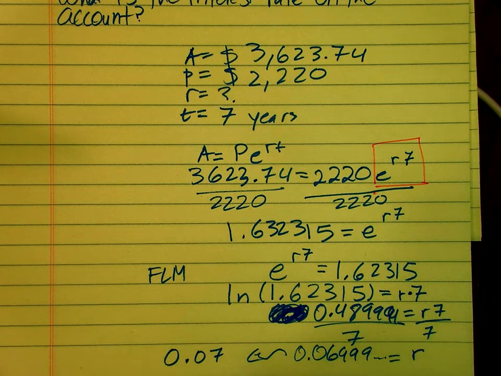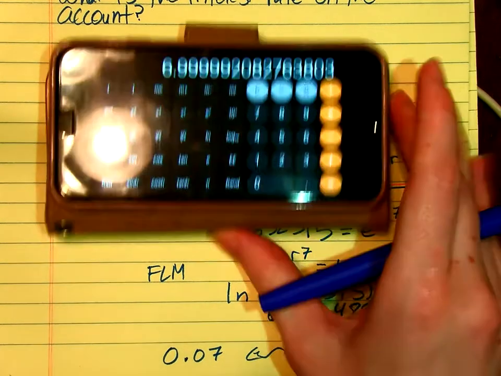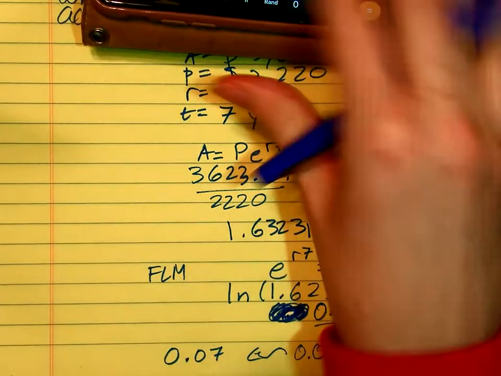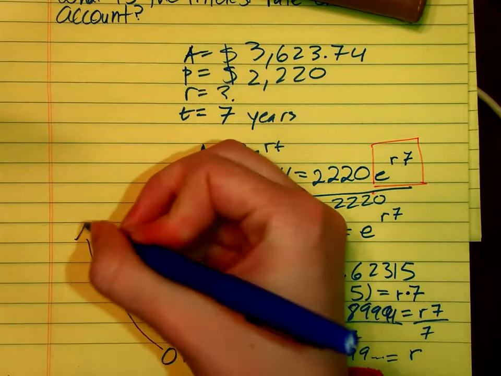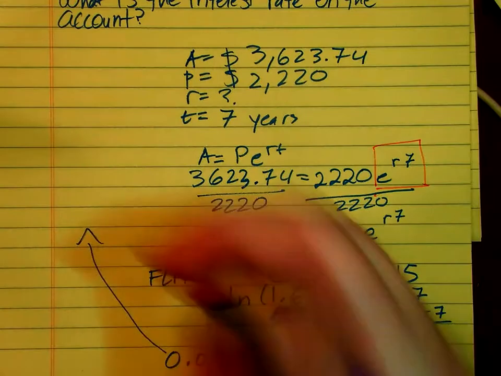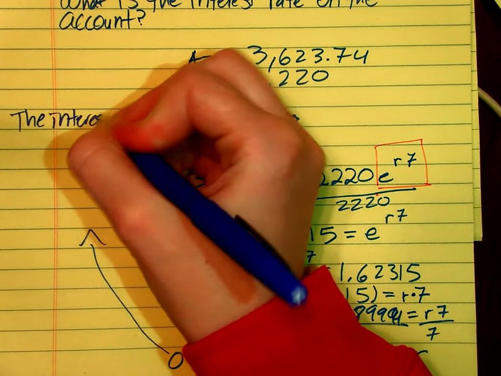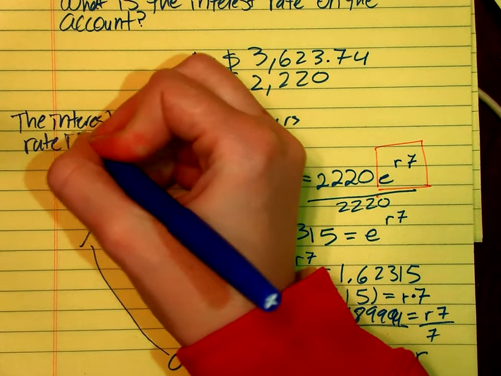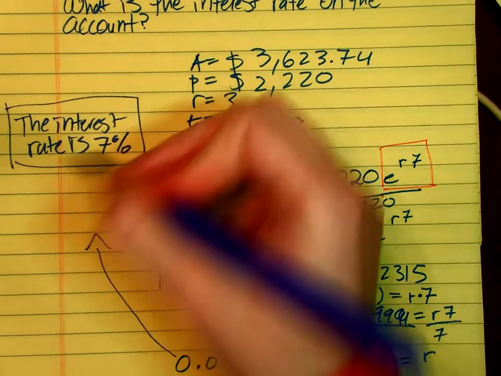If you want to know what your rate is in terms of a normal rate, all you have to do is take your answer, multiply it by 100. So my rate, again, that 6.99999 repeating to infinity is basically 7. The interest rate is 7%. There you go.